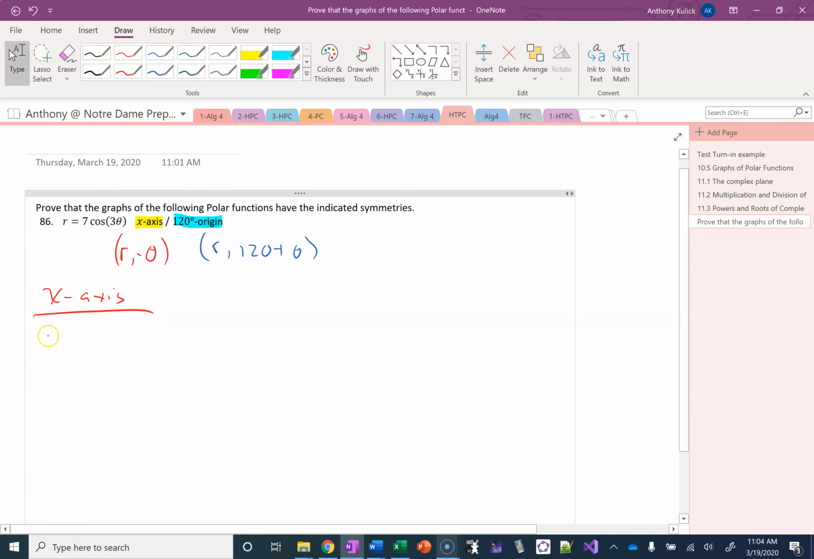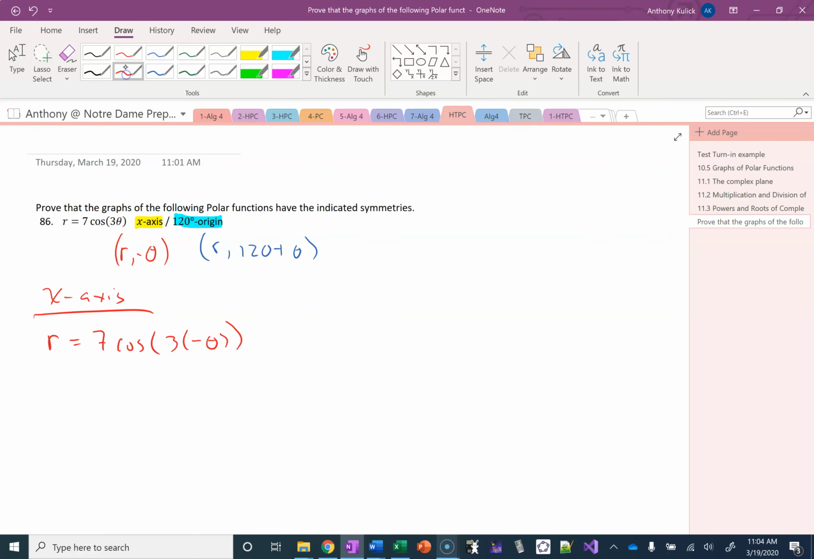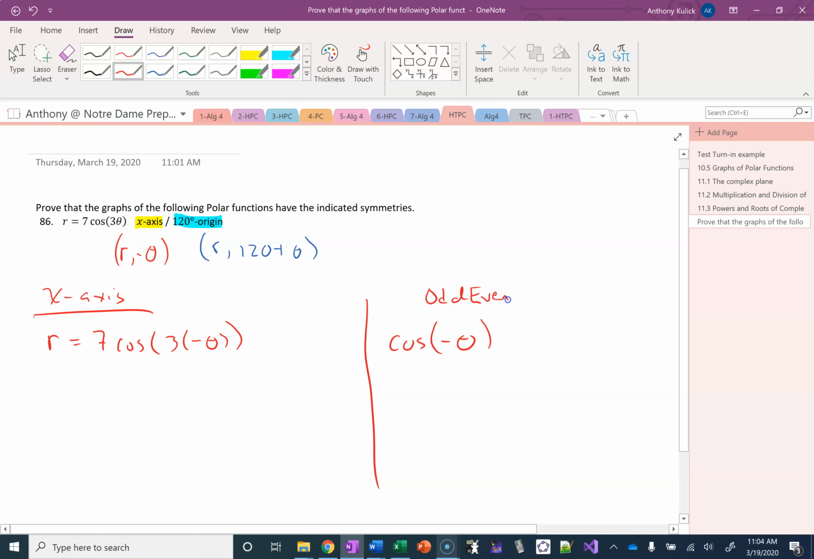Make some more space here. So in place of r, I have an r, then I have 7 cosine 3 times negative theta. And if you remember from last semester, we had these odd-even identities. And one of them was for cosine of negative theta, which is equal to just cosine theta. So if I apply that identity here, I get cosine 3 theta, and because this is exactly what we started with, I'm done with that.